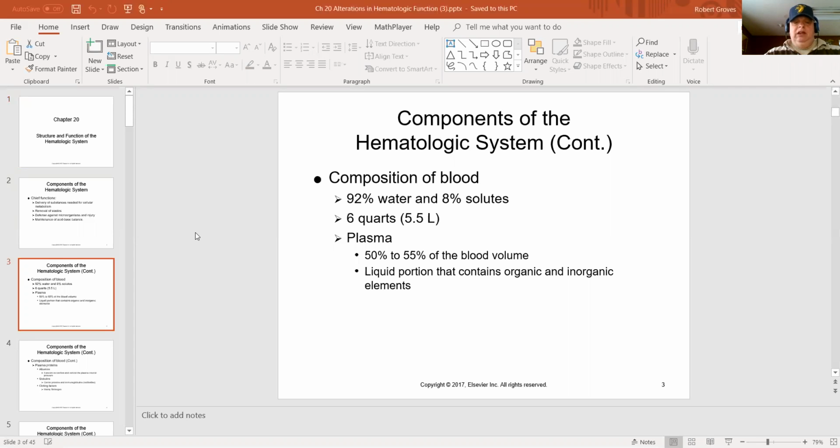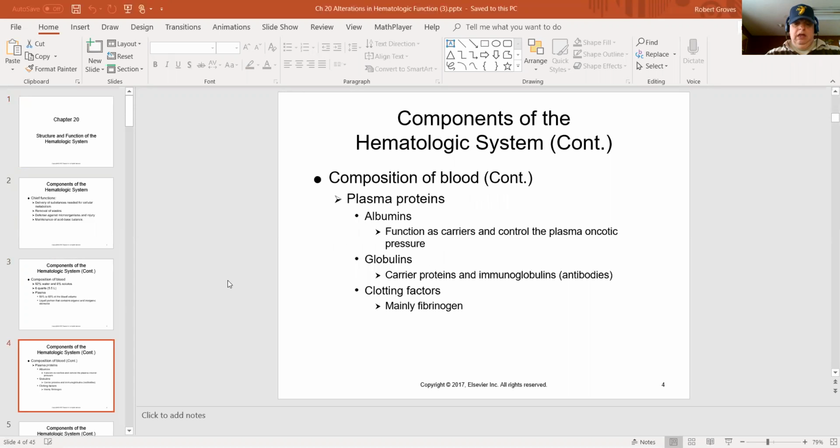And the plasma is the liquid portion of the blood that is the medium that houses all of the elements, both organic and inorganic elements. Plasma makes up about half of the blood volume, and there are two proteins within the plasma component. The first one is albumin. It plays the most essential role in regulation of the passage of water and solutes through the capillaries. If it's not available in sufficient quantities, blood volume will decrease, which can cause a decrease in blood pressure.